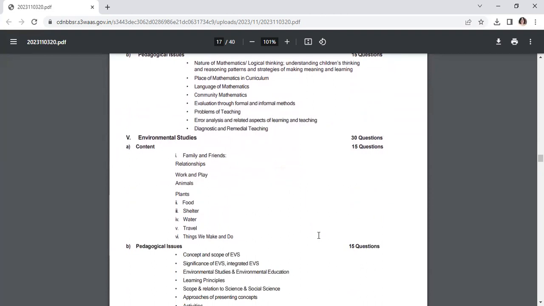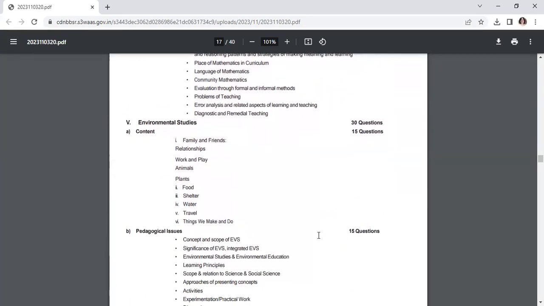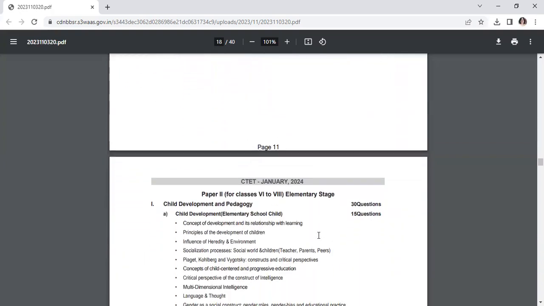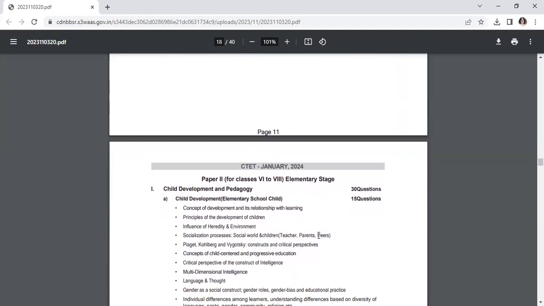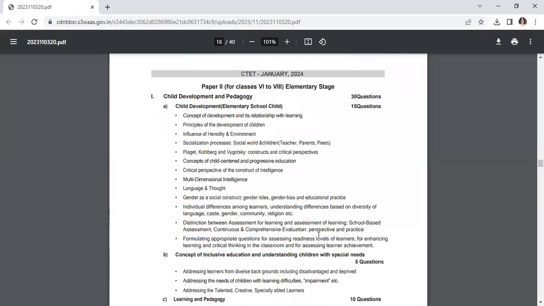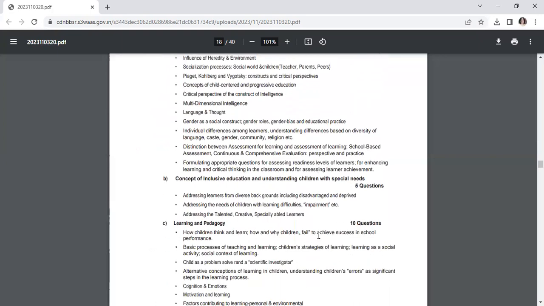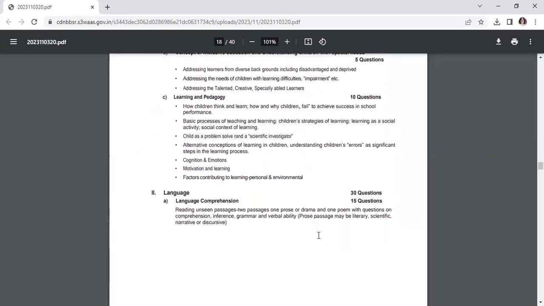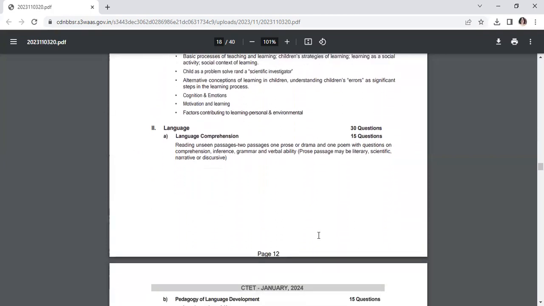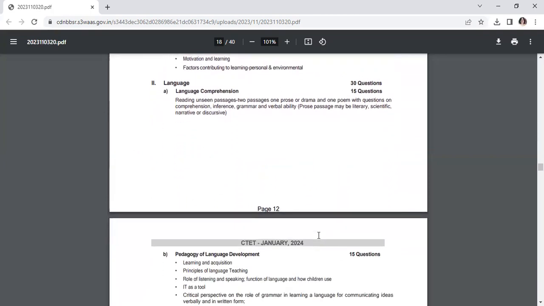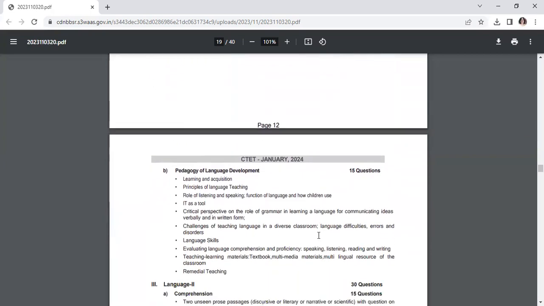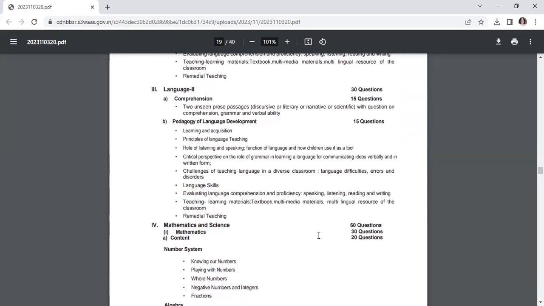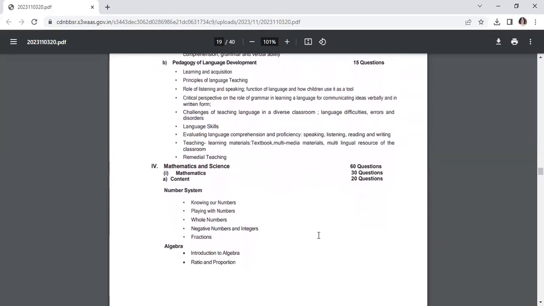Environmental studies, content, it is 15 marks. Then pedagogical issues, 15 marks. In this way, each and every subject has pedagogy. Then for Paper 2, the same: child development and pedagogy. Then the concept of inclusive education, understanding children with special needs, learning and pedagogy. In language, language comprehension is there. Pedagogy of language development is there. Same for Language second: comprehension, pedagogy and language development.